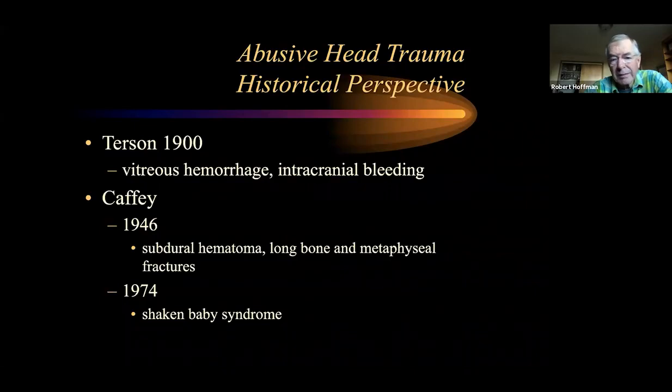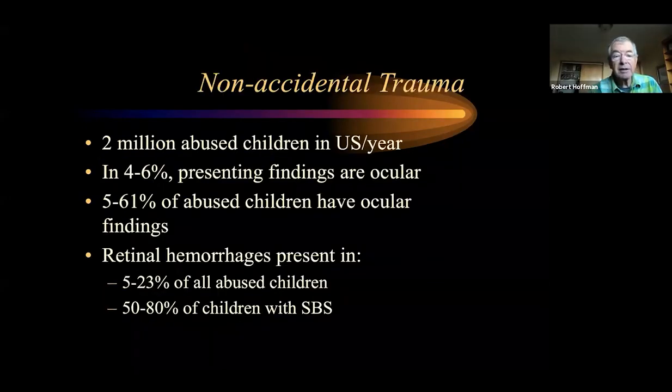Vitreous hemorrhages and intracranial bleeding were described by Terson back in 1900, and Caffey, who's a pediatrician, in the 1940s described this combination of subdural hematoma and fractures that were an indication in his mind of child abuse. In the 70s, the term shaken baby syndrome was coined. And then recently, that has fallen by the wayside. The term abusive head trauma has been used. And this affects a lot of kids.